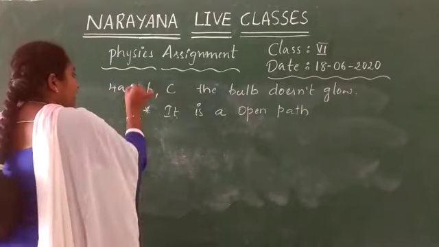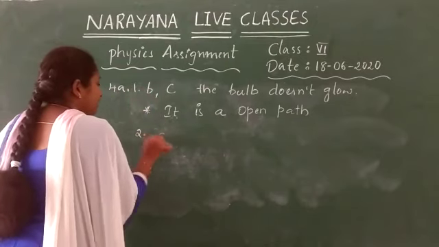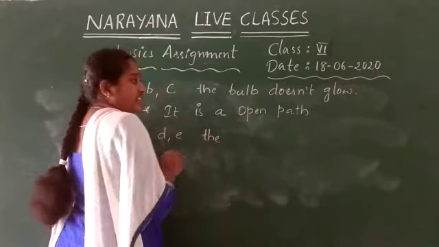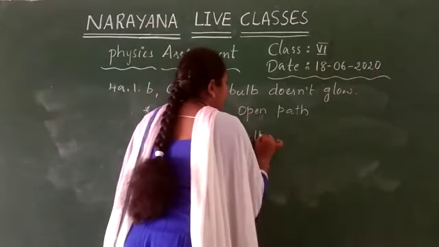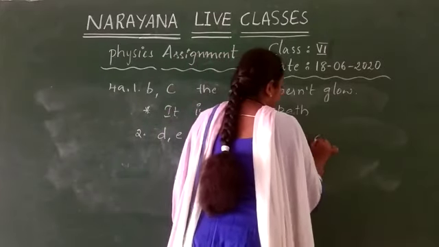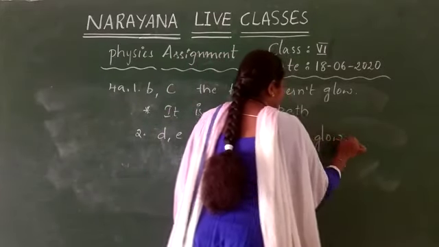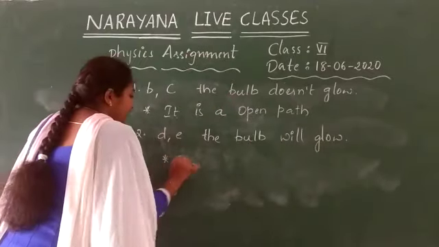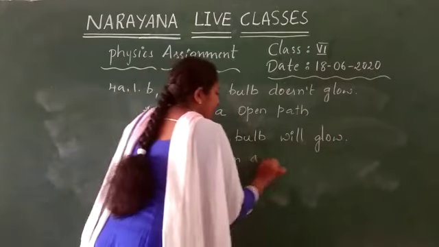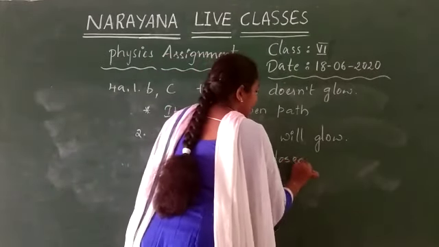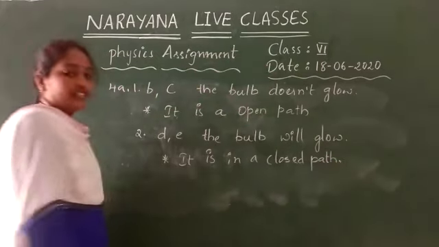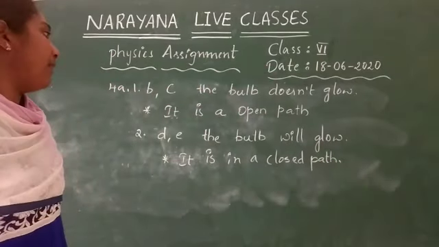Whereas in the second case, D and E, in these two cases, the bulb will glow. Because the reason is, it is in a closed path. It is maintaining a closed path.